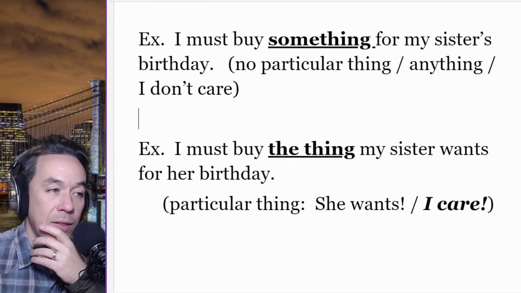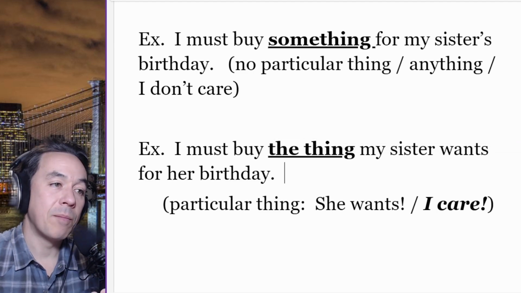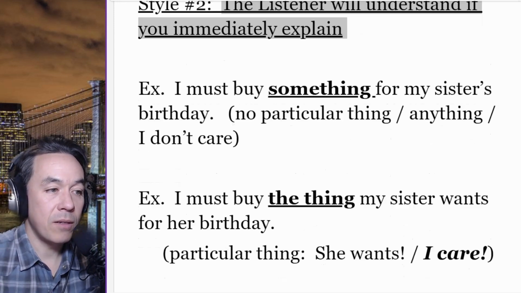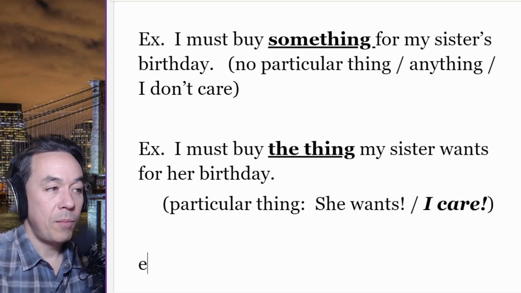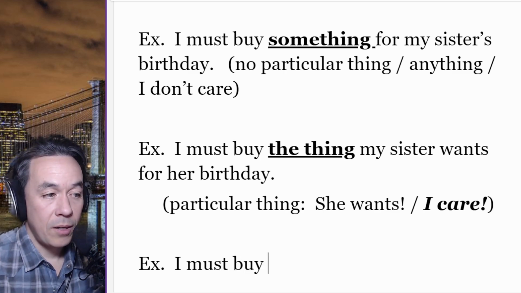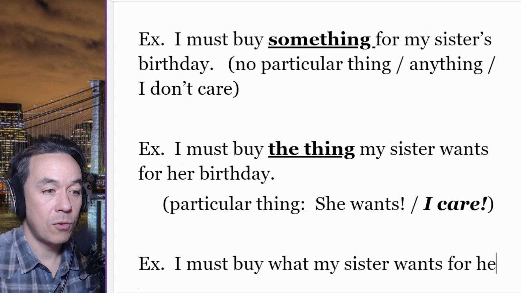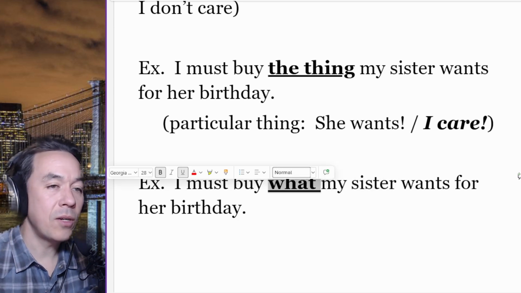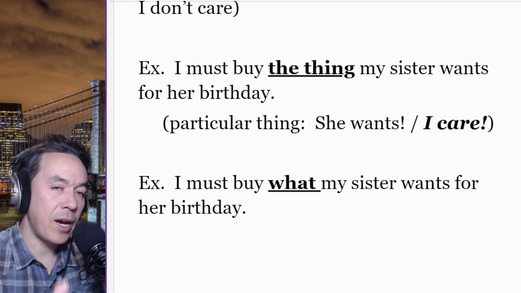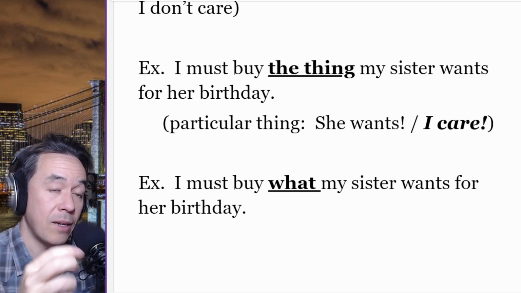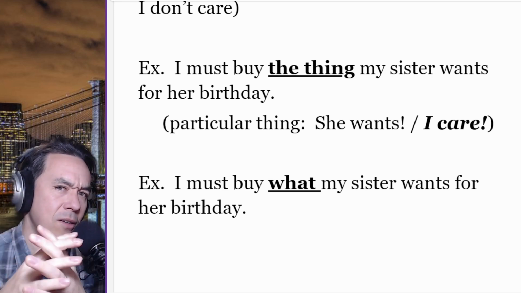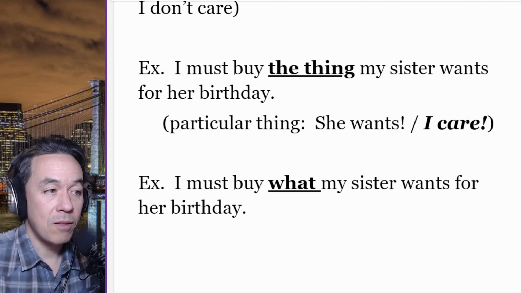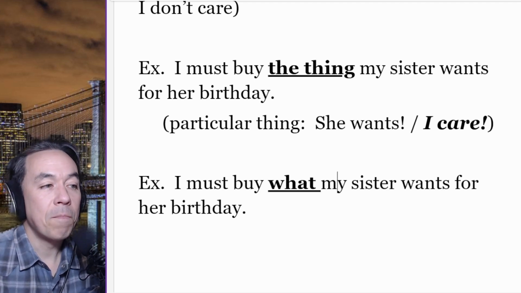All right. And so the, it means, yeah, this is a special thing or particular thing. But again, in this case, remember the listener is hearing this for the first time, but they will understand if you immediately explain. So the final version would be, I must buy what my sister wants for her birthday. Okay, so I'm communicating to the listener, there is a gift, there is an item, there is a present she wants, and I have to buy it. Okay, so this is all new information to the listener, but they can understand. If you say, wait, what thing my sister wants? The thing she wants, the present she wants, the gift. Okay.